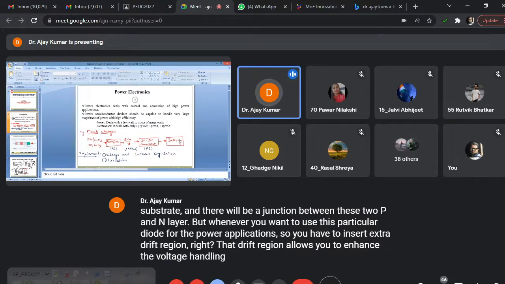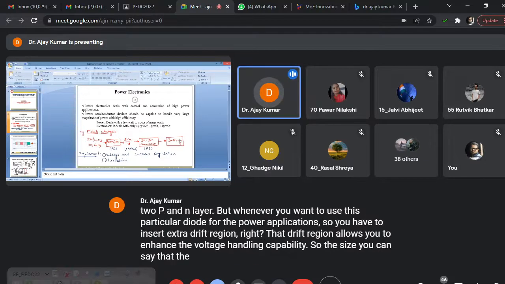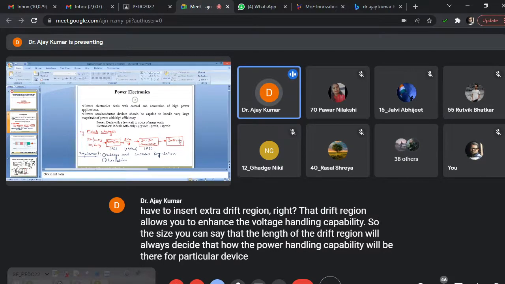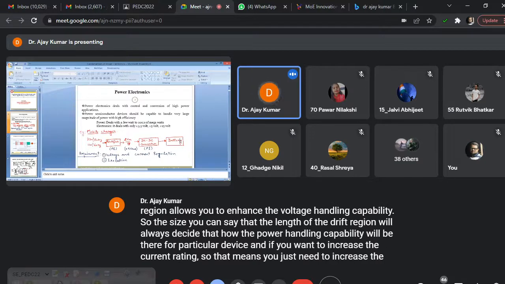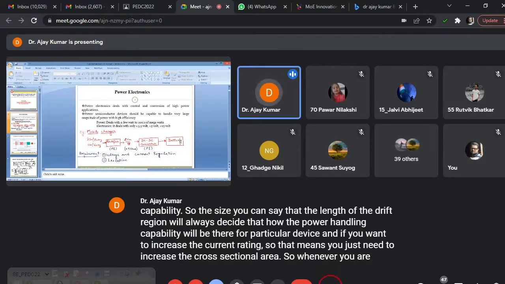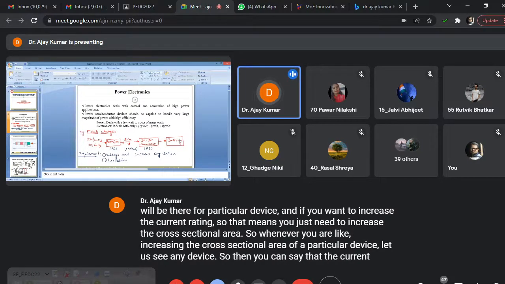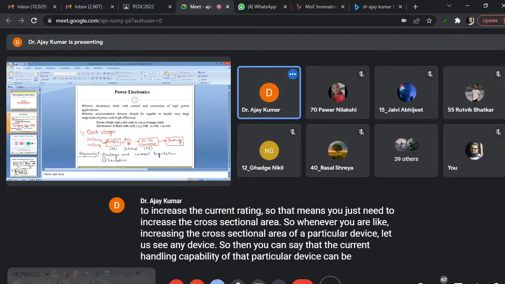So the size, or you can say the length of the drift region, will always decide how the power handling capability will be for a particular device. And if you want to increase the current rating, that means you just need to increase the cross sectional area. So whenever you are increasing the cross sectional area of a particular device, let us say a PN device, then you can say that the current handling capability of that particular device can be increased. You can think like that.